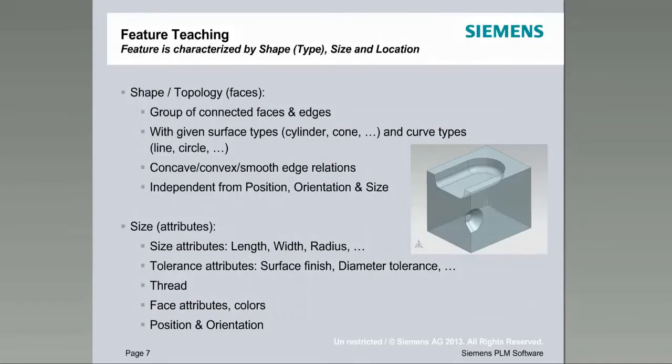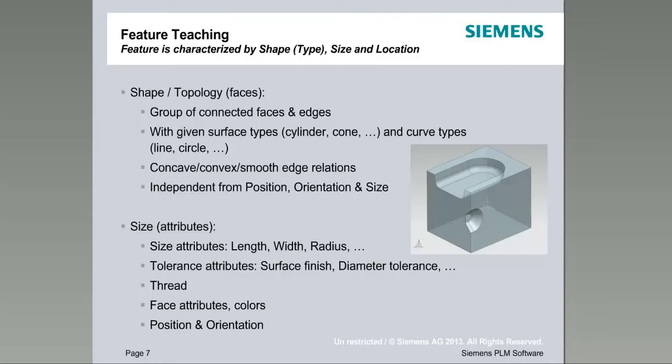Two things up front need to be realized. A feature is basically characterized by a shape, a number of faces and how they're connected, what the edge relationship or convexity is: is it a smooth connection, is it a sharp connection between faces. So the shape, the topology, is independent from the position and orientation in the part, and it's completely independent of the size.